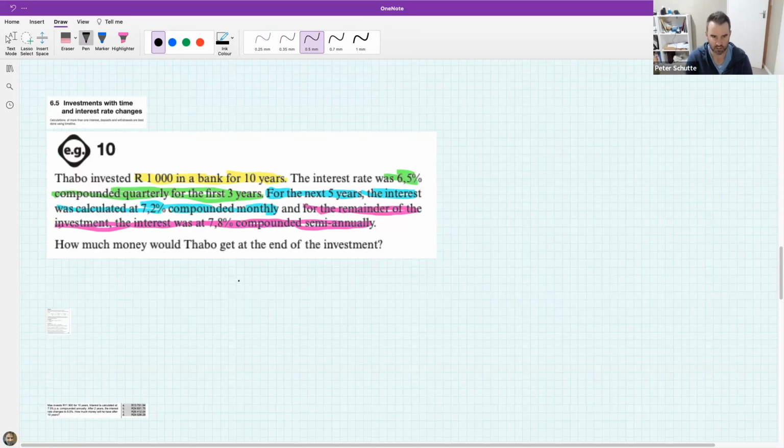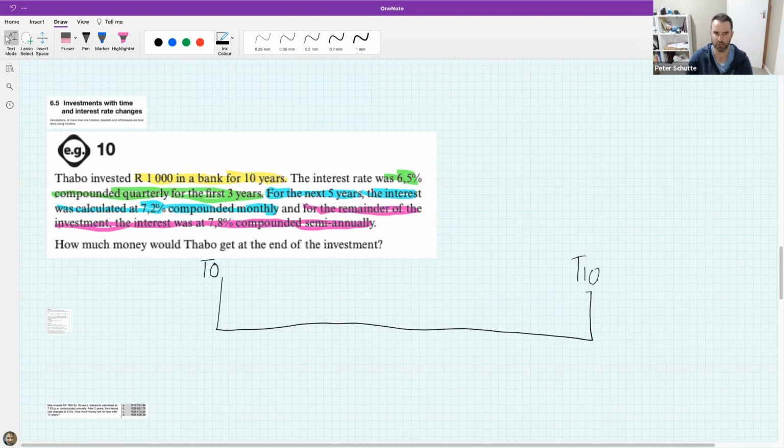And what I suggest students start getting used to is something called a timeline. So if I think of this timeline, the very first part of the timeline is T0, and the very end of the timeline would be T10, which is 10 years. Give me a thumbs up if that makes sense to you from the question. Now, brilliant. Now, on this timeline, there are some important points.